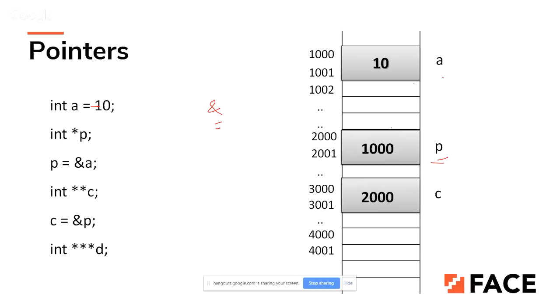And next, I'm going to give one more pointer, called a triple pointer, star star star d. Memory will be created for this variable, and here I have to store the address of another variable, not the same variable's address.